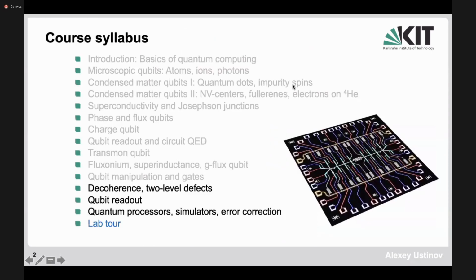So we are currently at the end of our course. Today we speak about the origin of decoherence, about two-level defects in the first lecture. And in the second lecture, we primarily will talk about qubit readout, and I will briefly mention the state of the art about quantum processors and simulators.